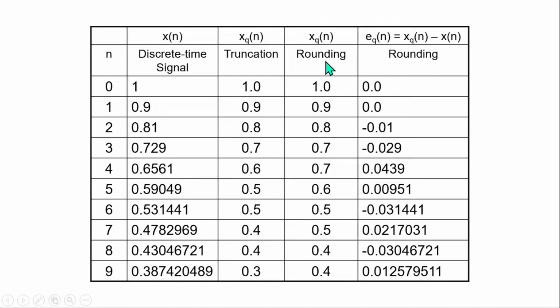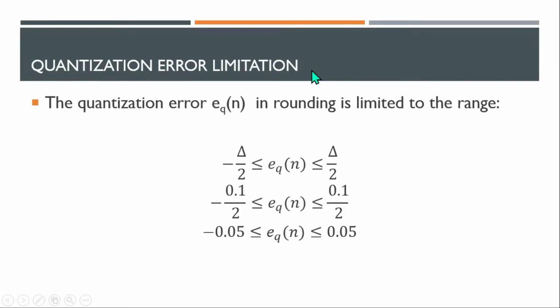In rounding, the values are just rounded off to the nearest discrete level value. The last column is the quantization error for rounding. This is important because this will determine if the quantization is within the range. The quantization error for rounding is then checked by using this range. Each of the e sub q of n from the previous table falls within this range.